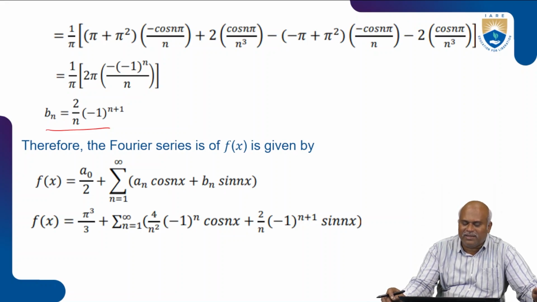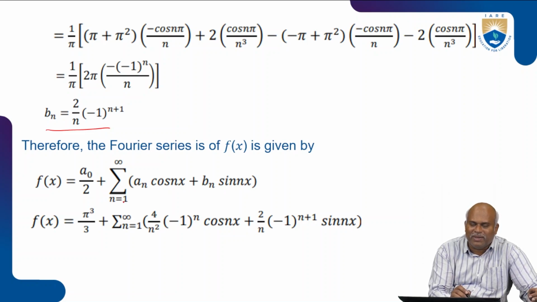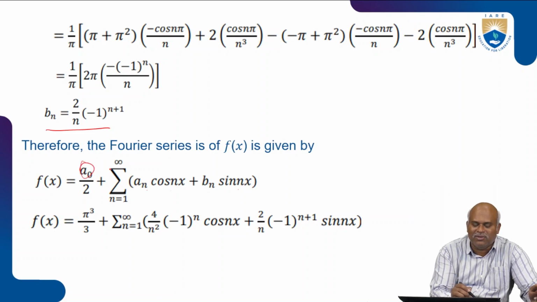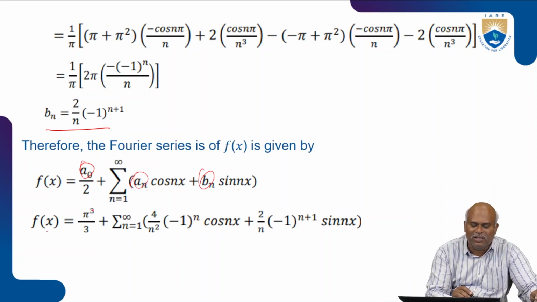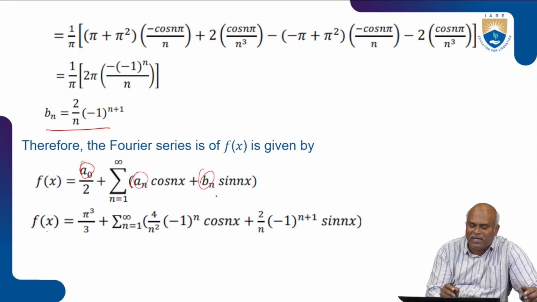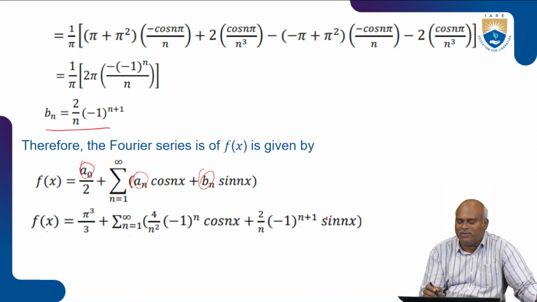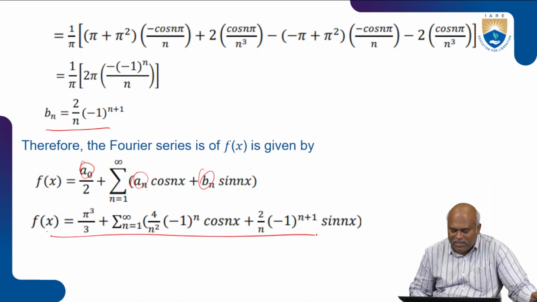The Fourier series in the trigonometric condition is f of x equal to a0 divided by 2 plus summation of n equal to 1 to infinity a n cos nx plus b n sin nx. We can substitute a0, a n and b n, and finally simplify the equation: f of x equal to pi square by 3 plus summation of n equal to 1 to infinity of 4 by n square minus 1 whole power n, that is a of n cos nx, plus b of n, which is 2 by n minus 1 whole power n plus 1, sin nx. Right. This is the solution of the given equation.